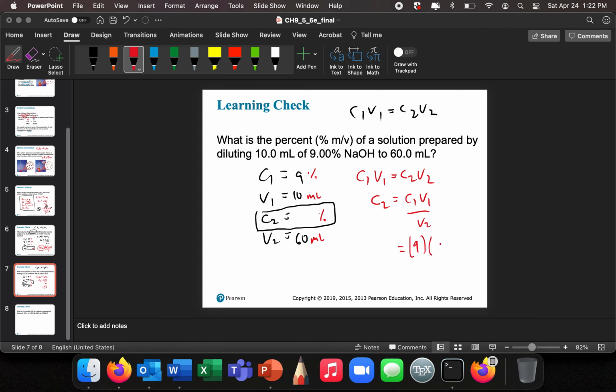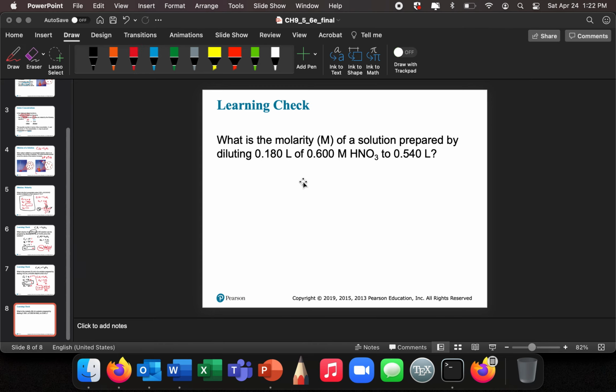V1, sorry, is 10. And V2 is 60. Okay, 9 times 10 is 90. Over 60 is 1.5, right? 90 over 60 is 1.5. 1.5%. By the way, does that make sense? Going from 9% to 1.5% in a dilution? Yes, it absolutely does. Okay, let's do one more example. Pause the video and come back and check your work against mine.